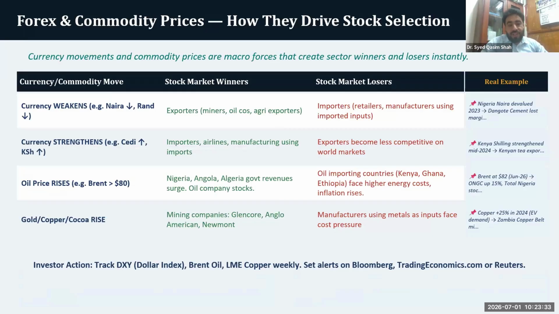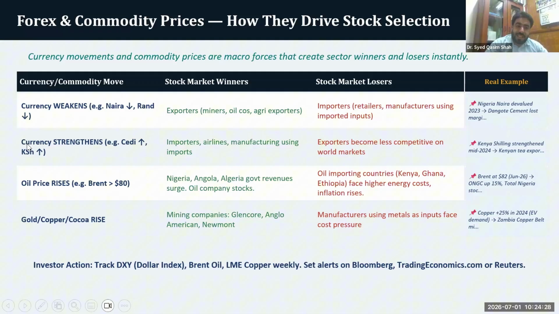forex and commodity prices are also linked with stock selection. Let me give you just an example of how it happens. If a currency is weakened, let's say the naira and rand currencies, with reference to that, exporters are basically the stock market winners and importers are the losers. Exporters of miners, oil, agri, they will basically be stock market winners. And importer retailers, manufacturing and import businesses dealing with these things are basically the losers in that market.